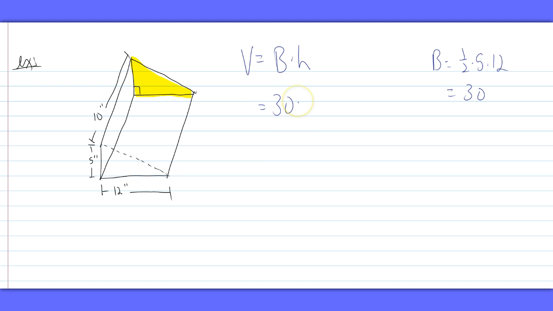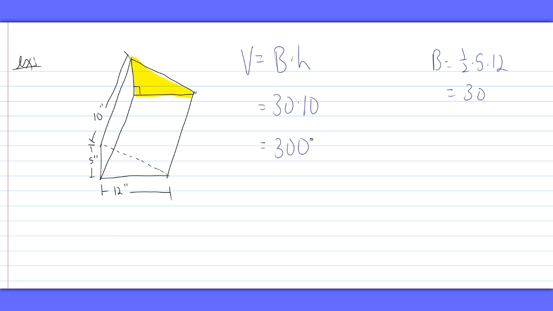So we're going to plug in 30 for capital B then. And then this little h stands for the height of the prism. What's the distance between the top and the bottom? If I look at that, the distance is 10. So I'm going to plug in 10 for my little h. Multiply these together, and we get an answer of 300.